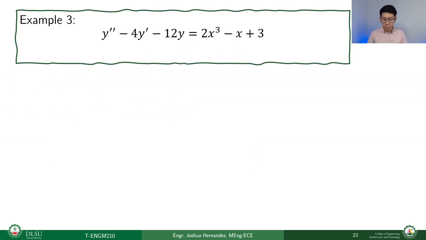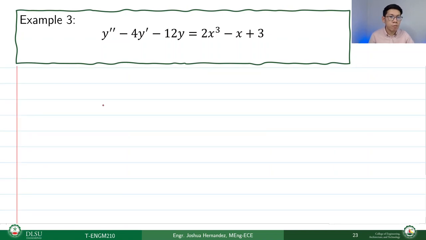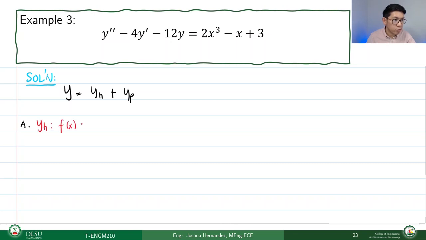How about another problem? So we have y double prime minus 4y prime minus 12y, same, no? Equals 2x cubed minus x plus 3. So you know what to do. Sit down in a thinking chair and think. The complete solution is the sum of the homogeneous and the particular solution. So we need to figure out what our homogeneous is, which we already have, right? Yh is when f of x is equal to 0, no? And we were able to get that already, which is yh equals c sub 1 e raised to 6x plus c sub 2 e raised to negative 2x.